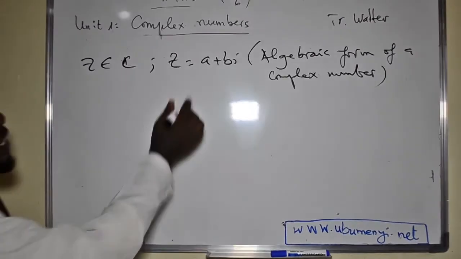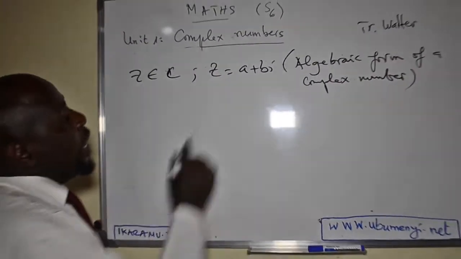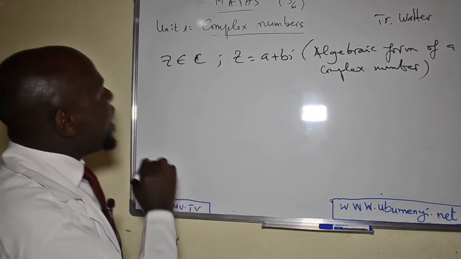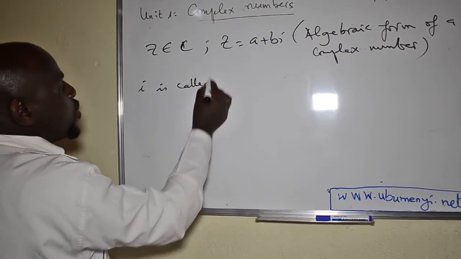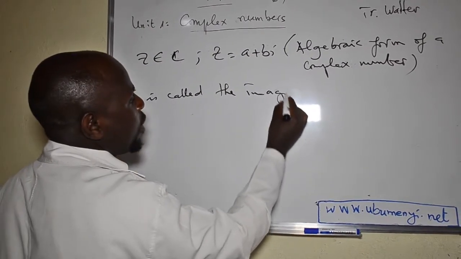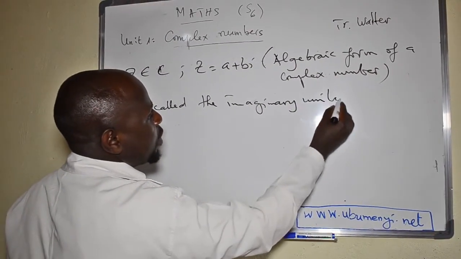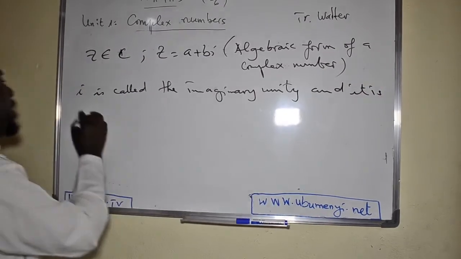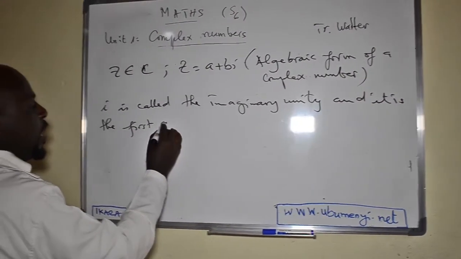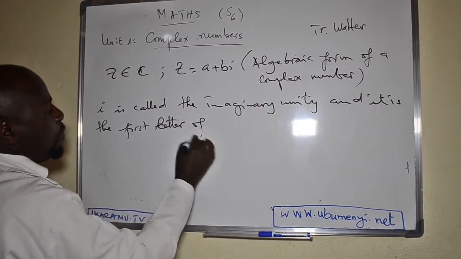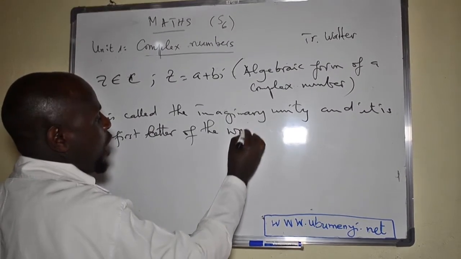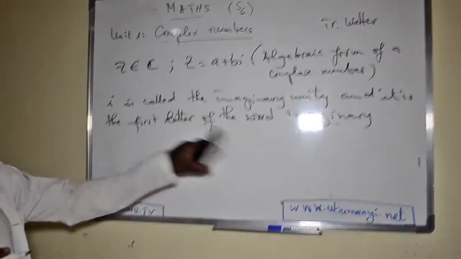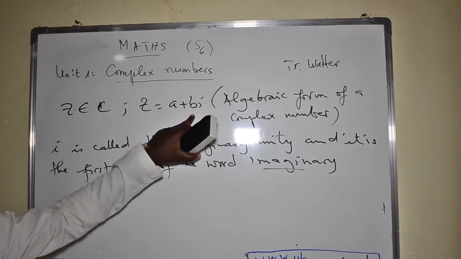Now, we have seen that the first part is called the real part. The second part is called the imaginary part because it is with the imaginary unit. I is called the imaginary unit. It is the first letter of the word imaginary, and that's why it is called that. This part is called the imaginary part.